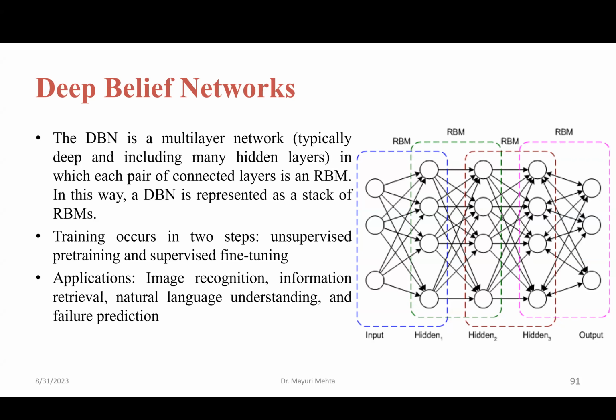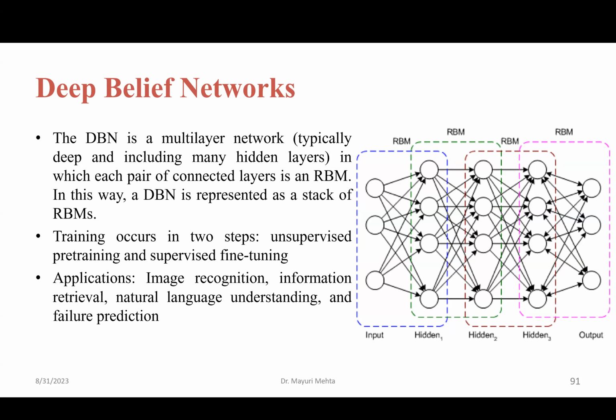Training in a deep belief network occurs in two steps: unsupervised pre-training and supervised fine-tuning. See the combination: first the model is pre-trained. In which manner is the model pre-trained? In an unsupervised manner, using unsupervised learning. After that, in the second phase, the model is trained using supervised training, which is called supervised fine-tuning of the model.